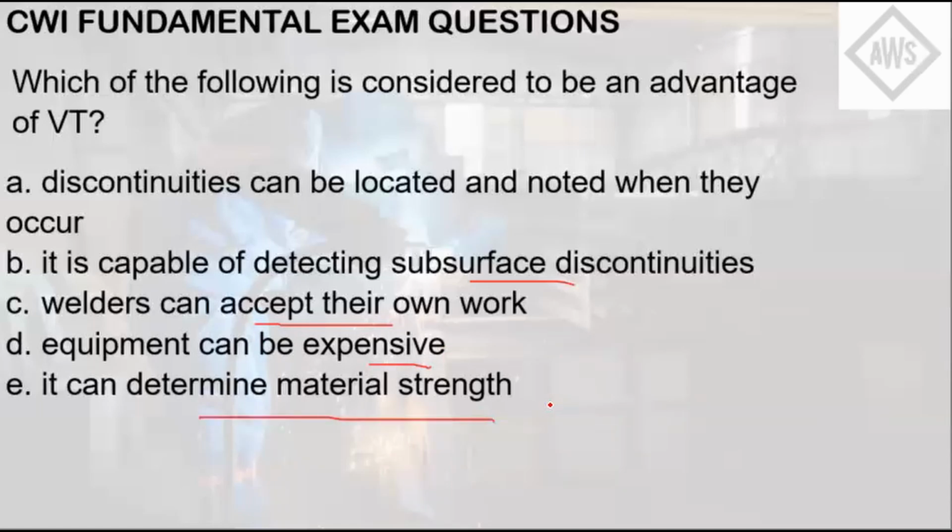It needs to be tested, for example, subjected to a tensile strength machine. You cannot determine it by just looking at it. So the answer here is letter A. Discontinuities can be located and noted when they occur. That gives value to the entire welding procedure because you can detect the early signs of failure before they get hidden once another pass of weld is done.